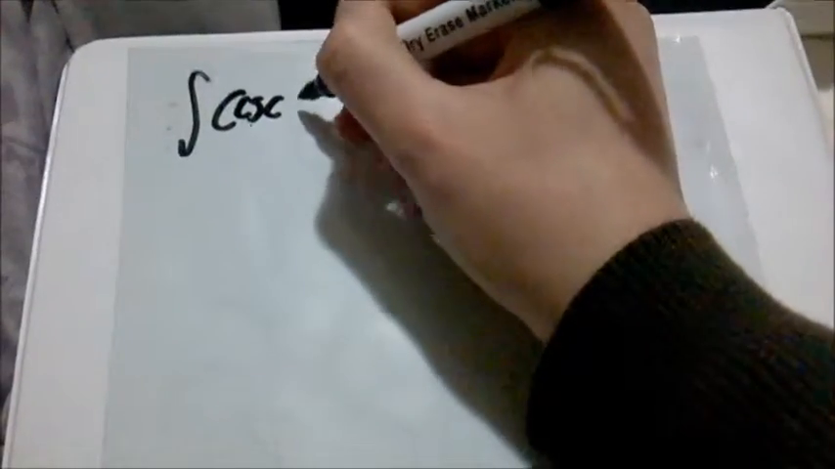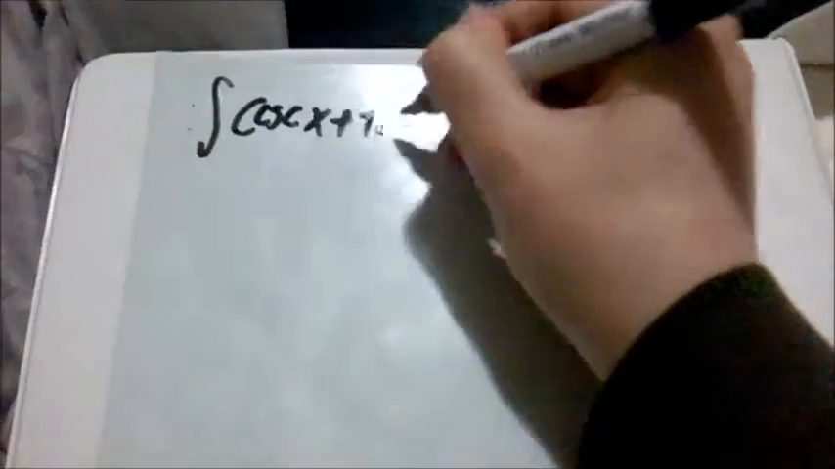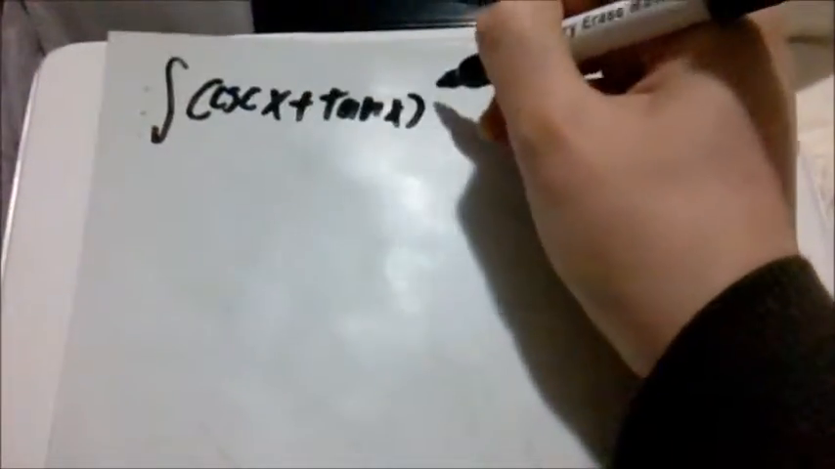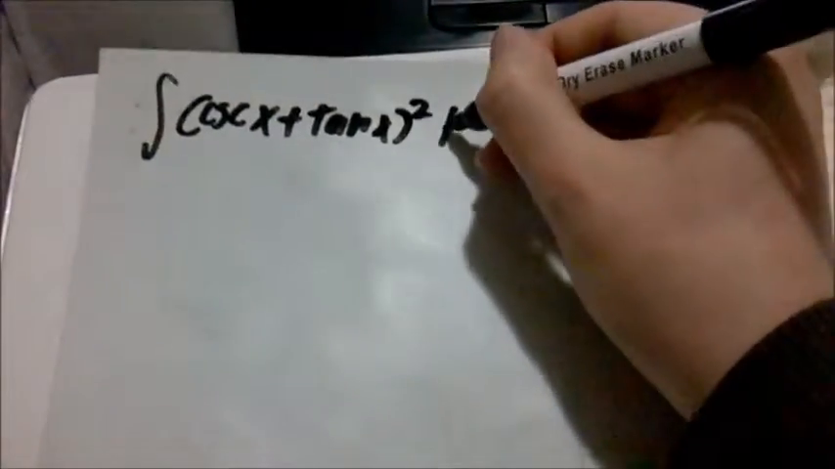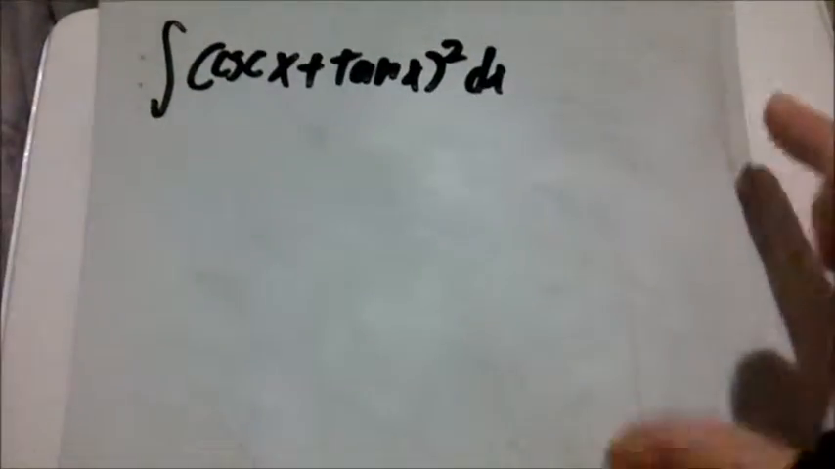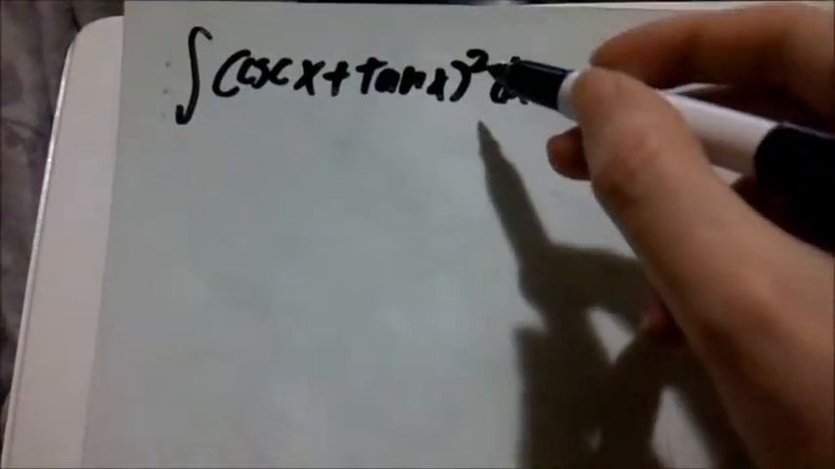So what I chose was the integral of (cosecant x plus tan x) all squared dx. Like I said, that might be a very easy example, but it was difficult for me. So first thing you do, obviously, is expand this out. That's pretty easy. I think everyone knows the FOIL method.